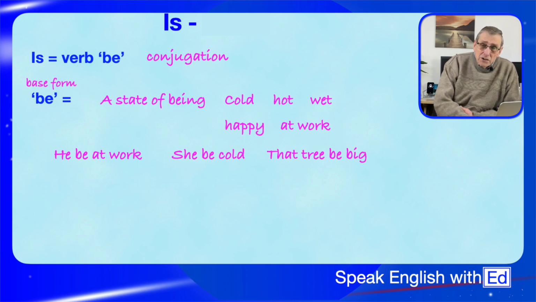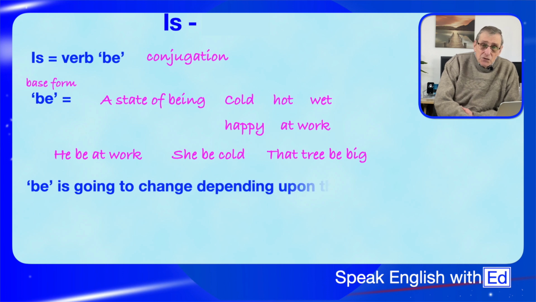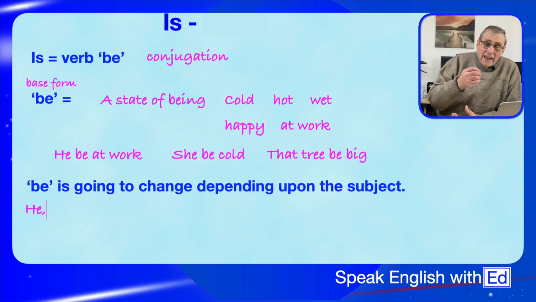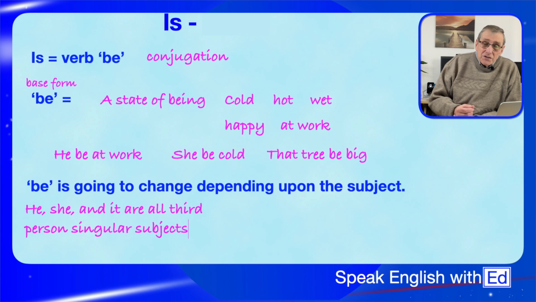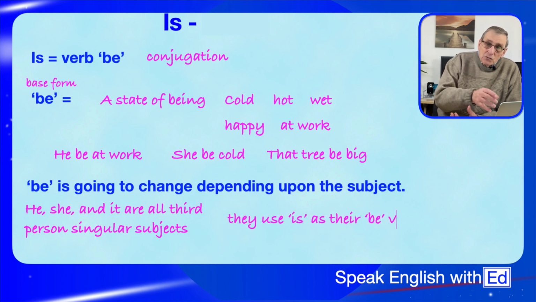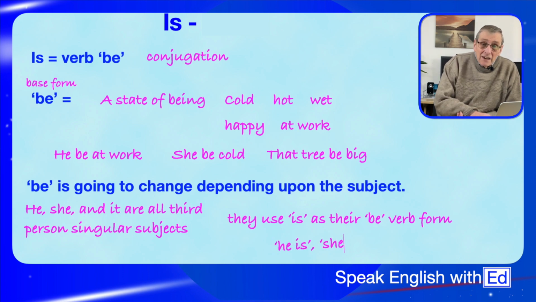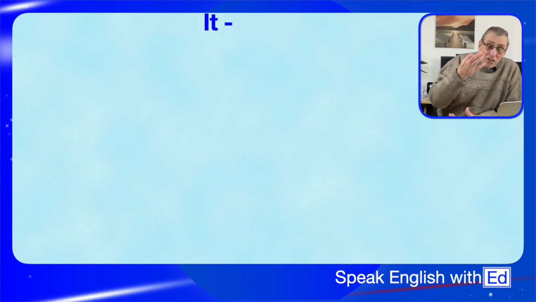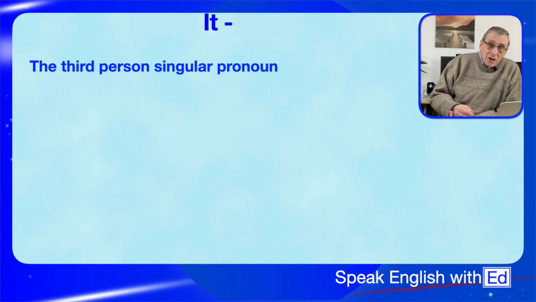So be is going to change depending on the subject of your sentence. He, she, and it are all third person singular pronoun subjects, and is the be verb that is used with these subjects. We say he is, she is, and it is, which brings us nicely into the next word, it. It is a third person singular pronoun used with objects.